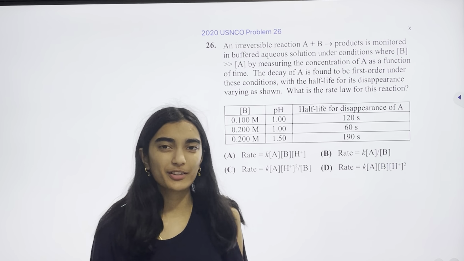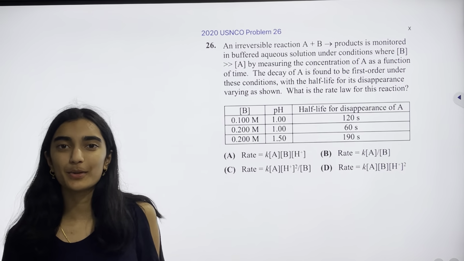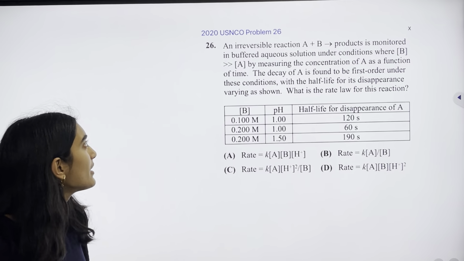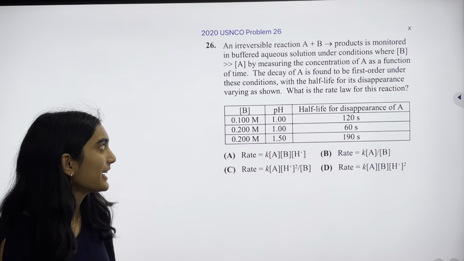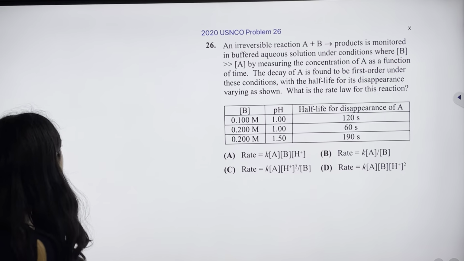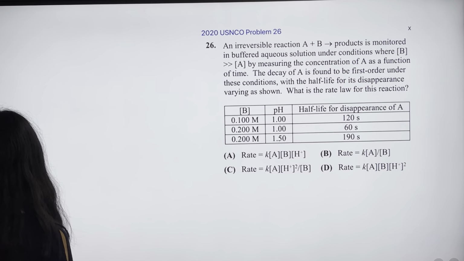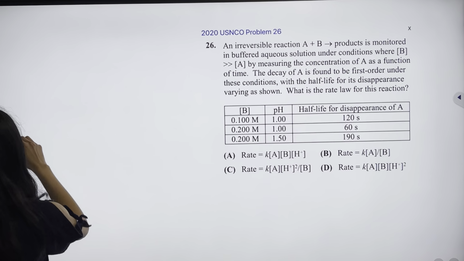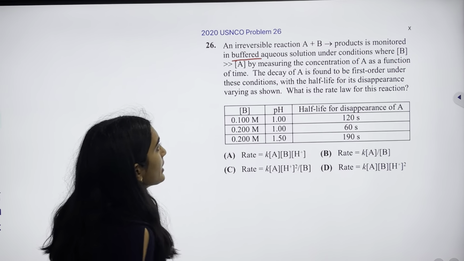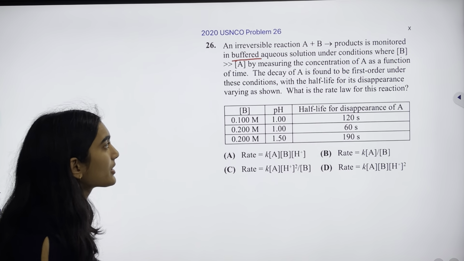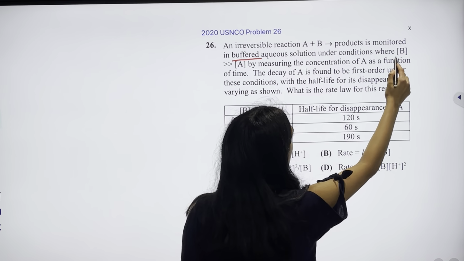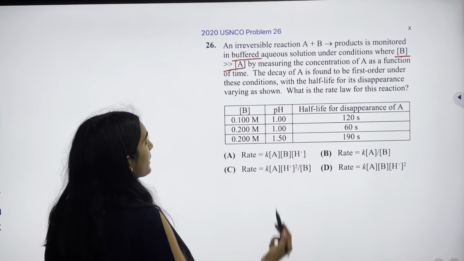Hi guys, so today we're going to be doing problem number 26 of the USNCO 2020. So we have an irreversible reaction, and it's monitored in a buffered solution. It's a buffered solution, and it's under conditions where B is much greater than A.